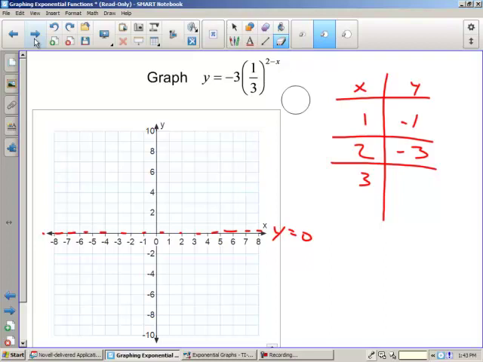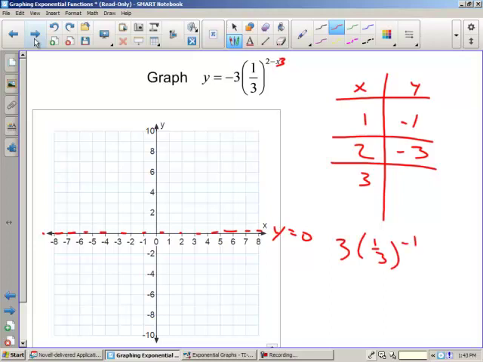And then finally, if I put in 3, I'll do this down a little lower because I'm going to have -3 times 1/3 to the 2 minus 3, which is -1. Remember, it's very tempting to say this 3 times 1/3 is equal to 1. We do not do those two first. We have to do our exponents before we do our multiplication. Okay, so I've got 1/3 to the -1, which is 1 over 1/3, which is 3. So this is going to be equal to -3 times 3, which is equal to -9. So when I have 3, my y value is going to be -9.